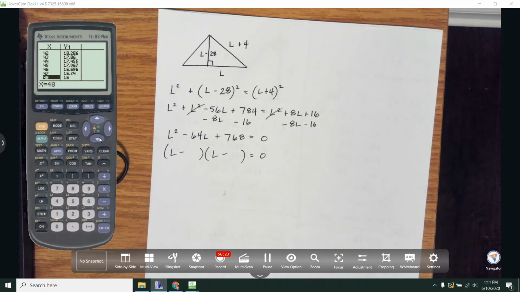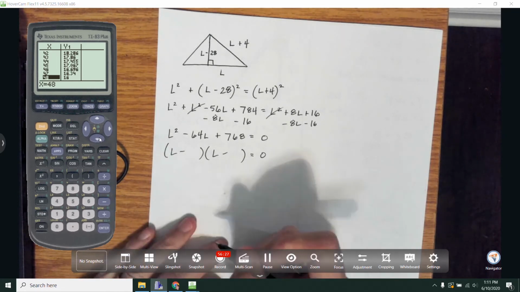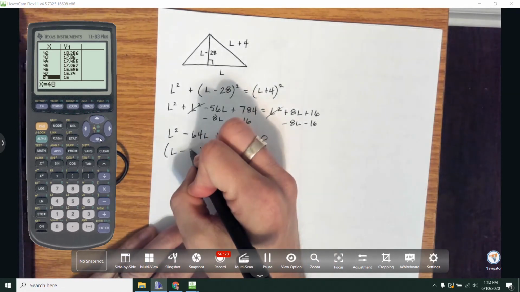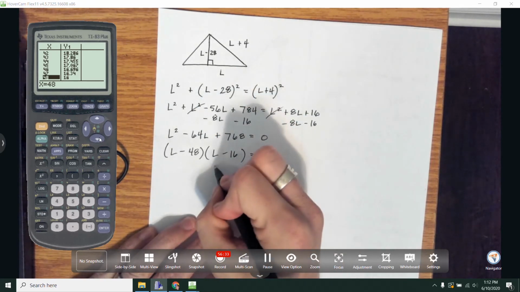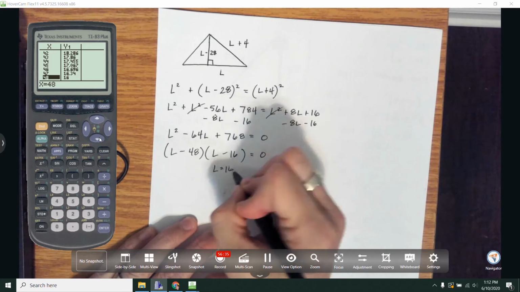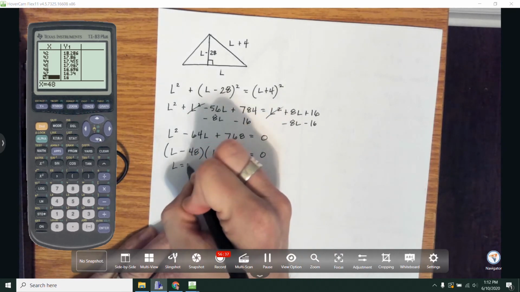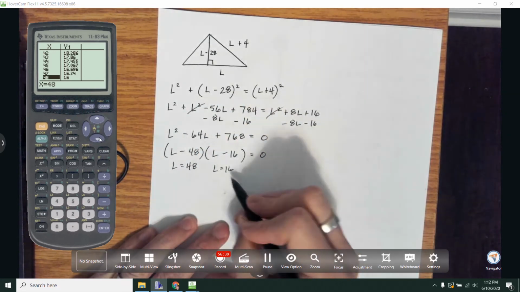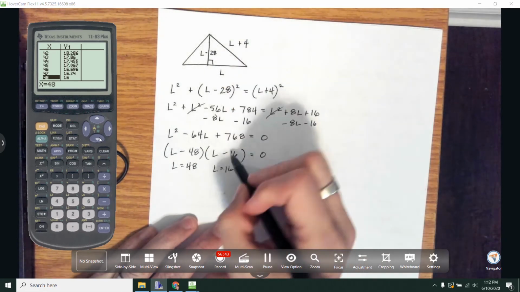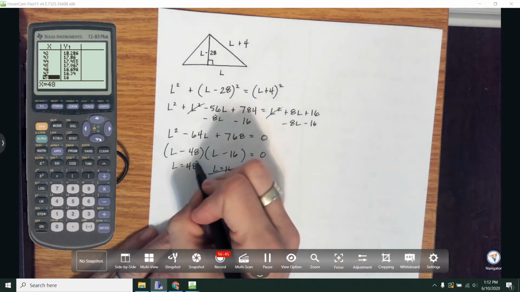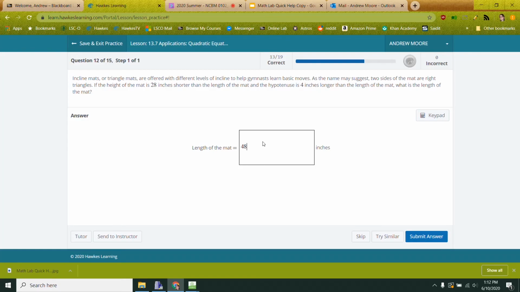I think that's going to be it. So 48 plus 16 is 64. So we got 48 here, 16 here. That means our length could be 16, or it could be 48, except when we plug this thing in here, that would give us a negative number. So we can't use our 16, have to use the 48.